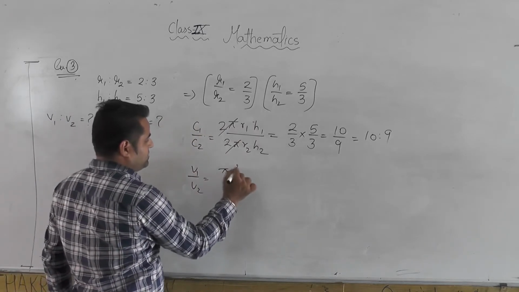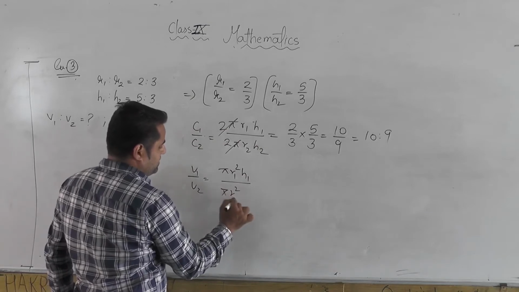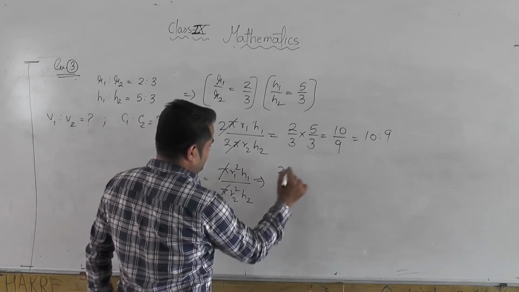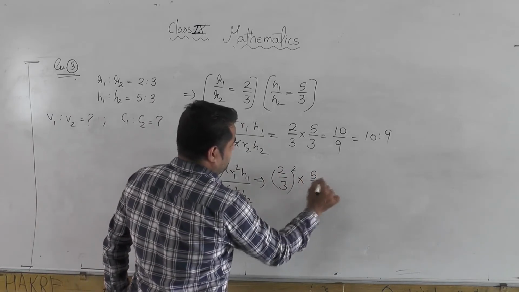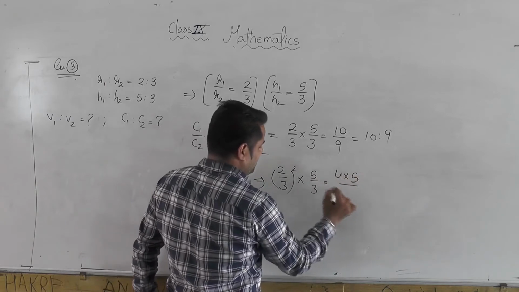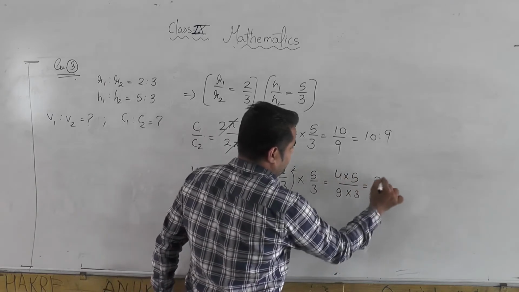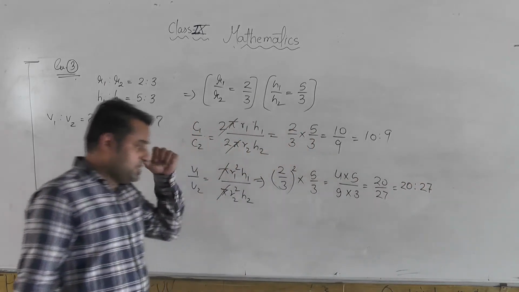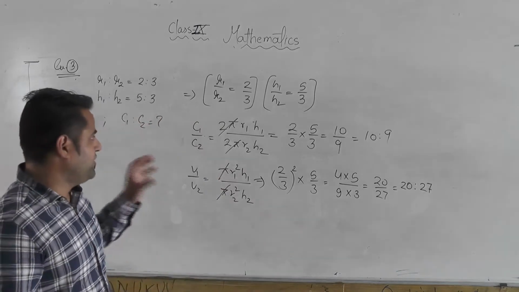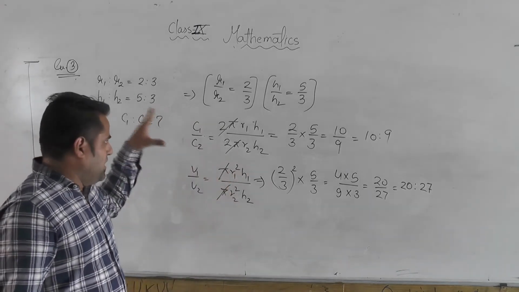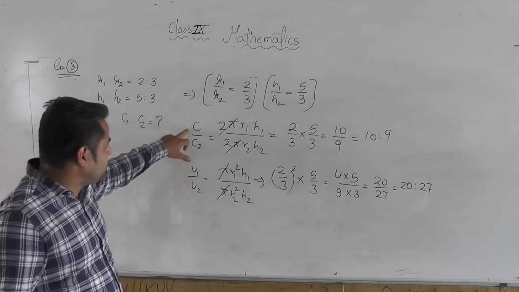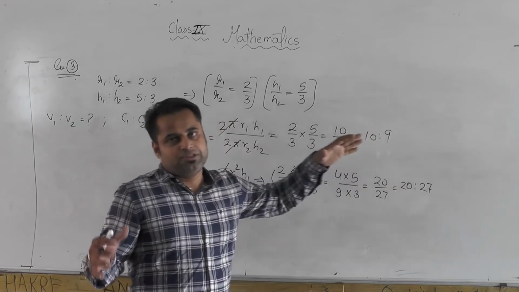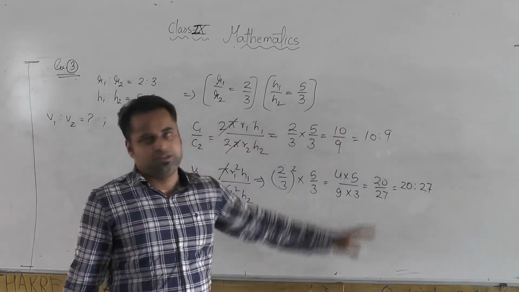Then V1, V2 we will find. V1, V2 is pi R1 square H1 and pi R2 square H2. Pi will get cancelled. R1, R2 square is 2/3 square and H1, H2 is 5/3. This will come 4 fives and 9 threes, which is 20/27. So this ratio comes 20:27. Now see, if you look at this carefully, what can we get from it? As you can see, in surface area the first ratio is bigger than the other. So in surface area terms, the first cylinder is bigger than the second one.